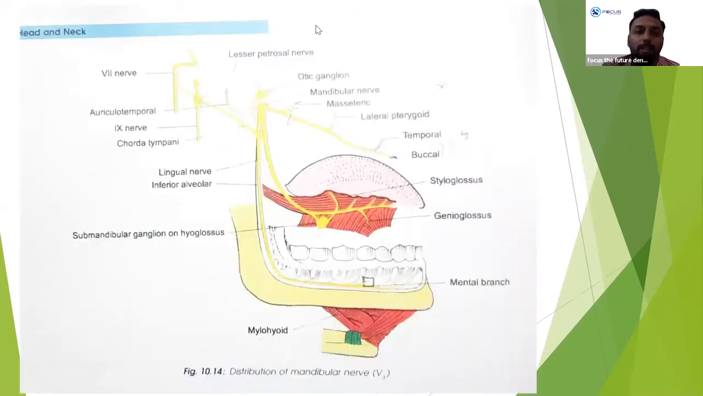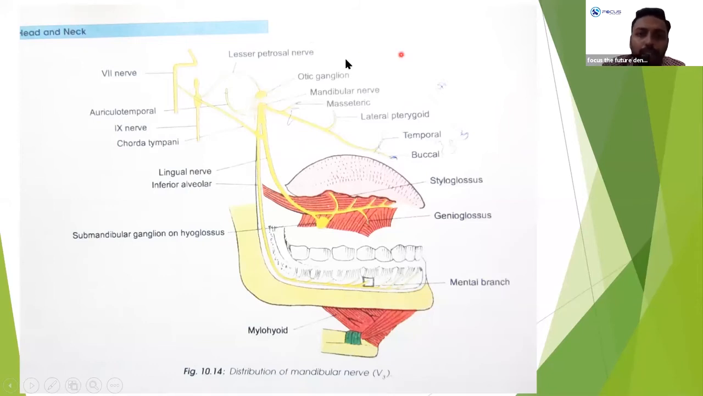So this picture is from your Chaurasia. So let's trace the nerve. You have the otic ganglion here. This is your mandibular nerve here, and this will be your main trunk, and there should be a nerve which goes up, and there should be a nerve which goes to the medial pterygoid muscle. That is not seen in this picture.